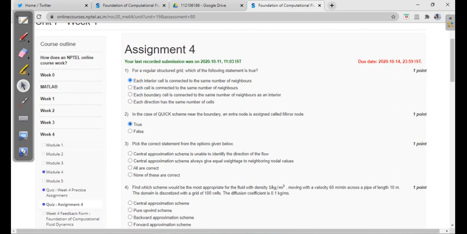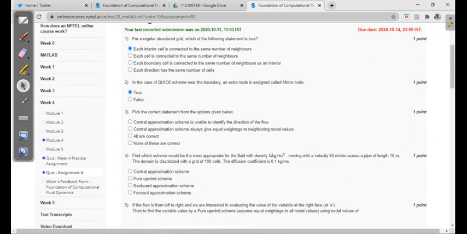Pick the correct statement from the options given below. Central approximation scheme is unable to identify the direction of flow. Yes. Central approximation scheme always gives equal weightage to neighboring nodal values. Yes, both statements are correct. Then the answer will be C.